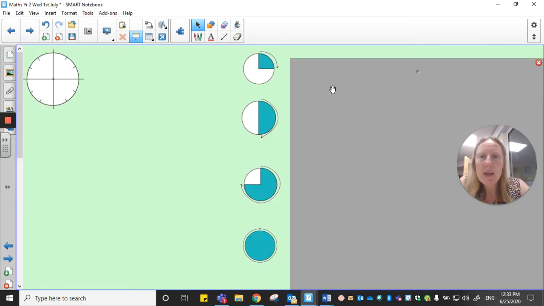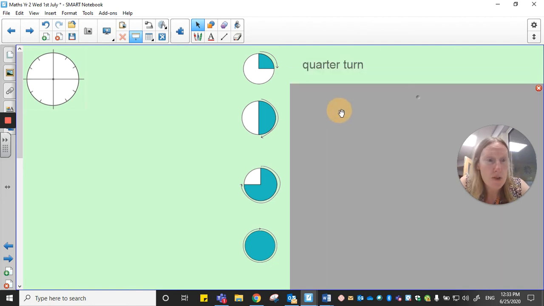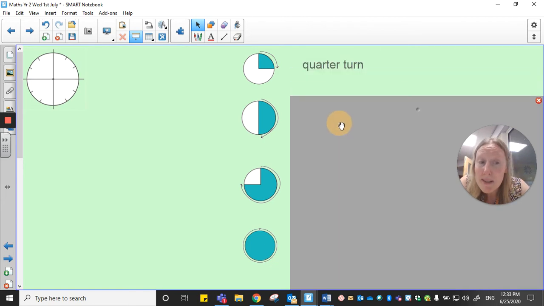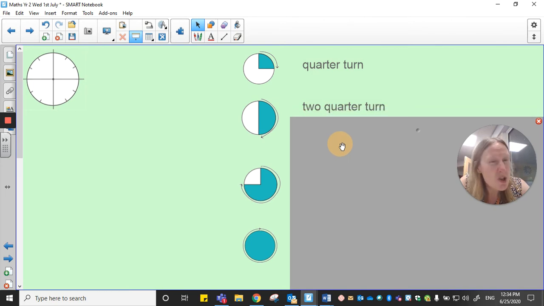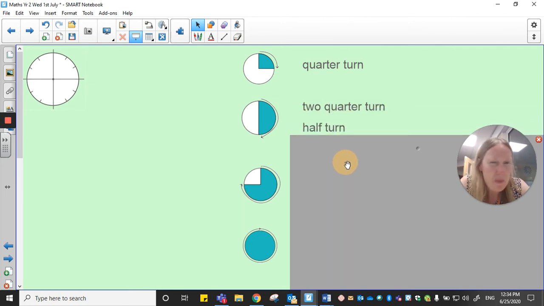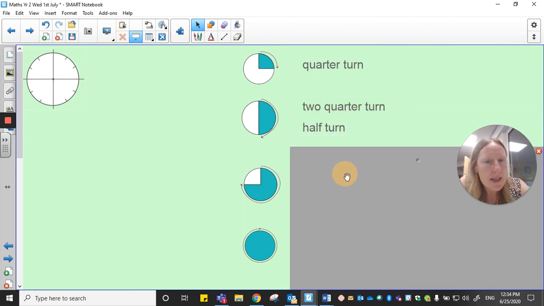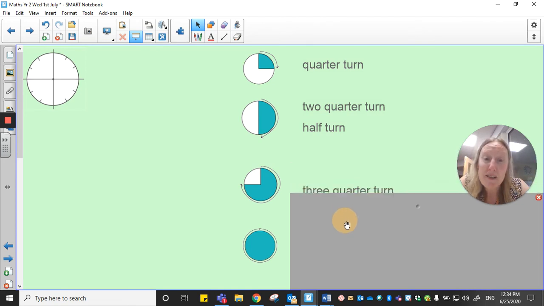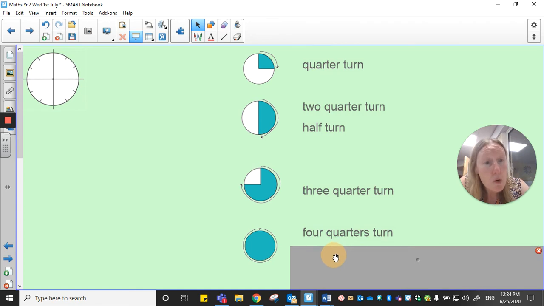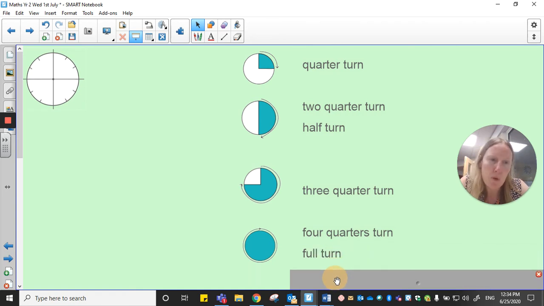Well done. Okay, so just to remind you, tell me what this is. It's a 1/4 turn. Well done. Tell me what this is. It's a 2/4 turn, but actually we call it a 1/2 turn, but they both mean the same thing. What's this? It's a 3/4 turn. And last but not least, at the bottom, 4/4, or we actually call it a full turn, but they mean the same thing.